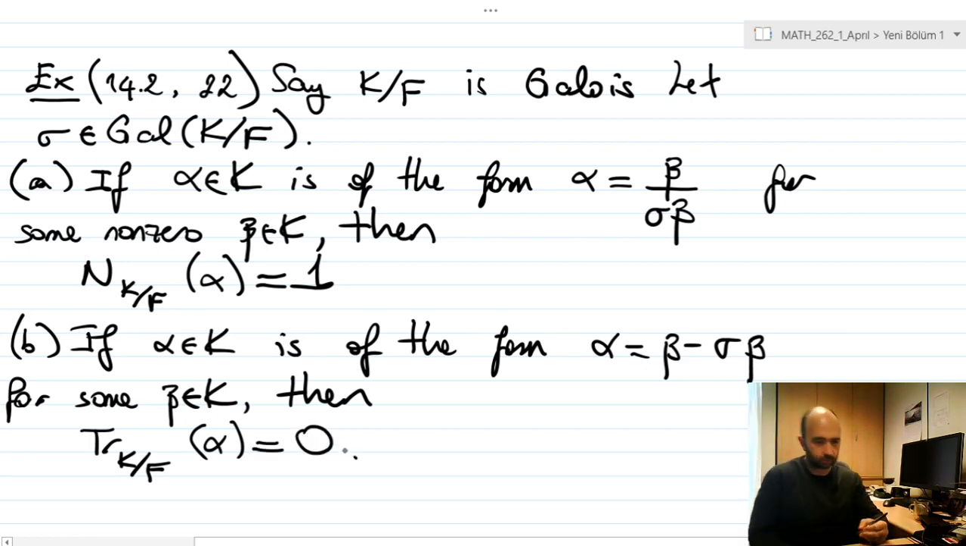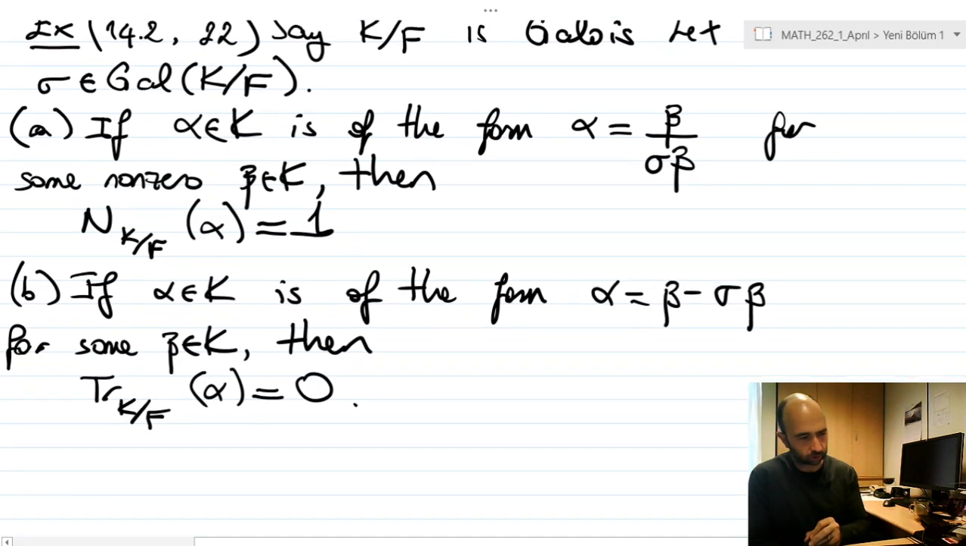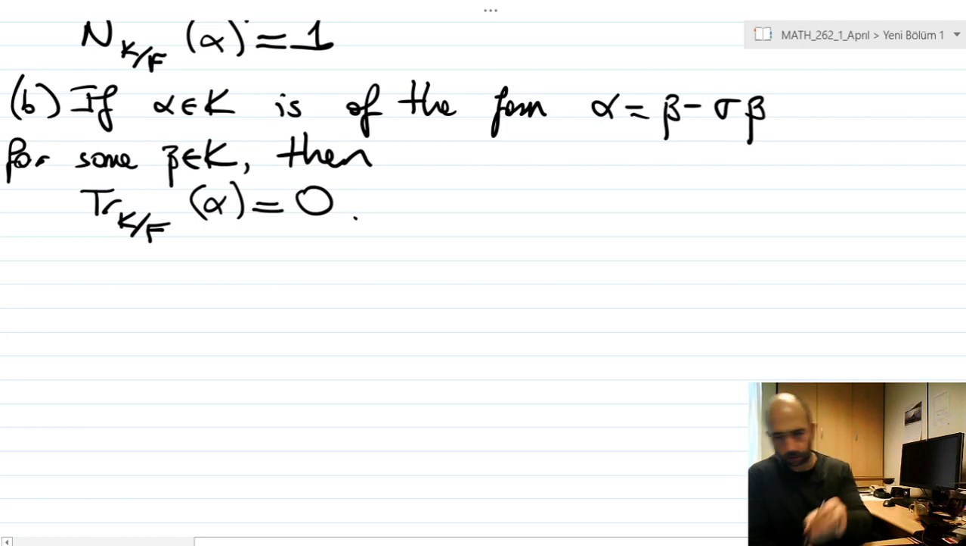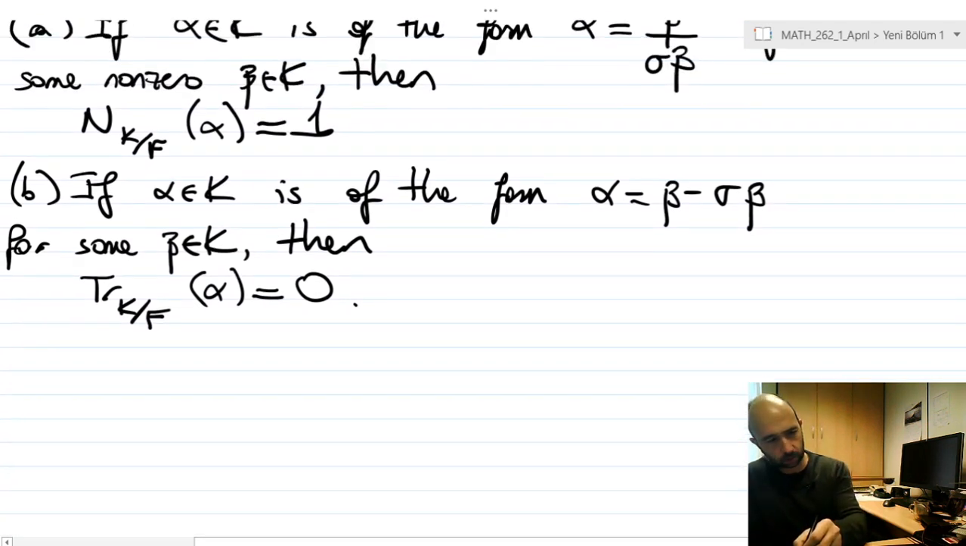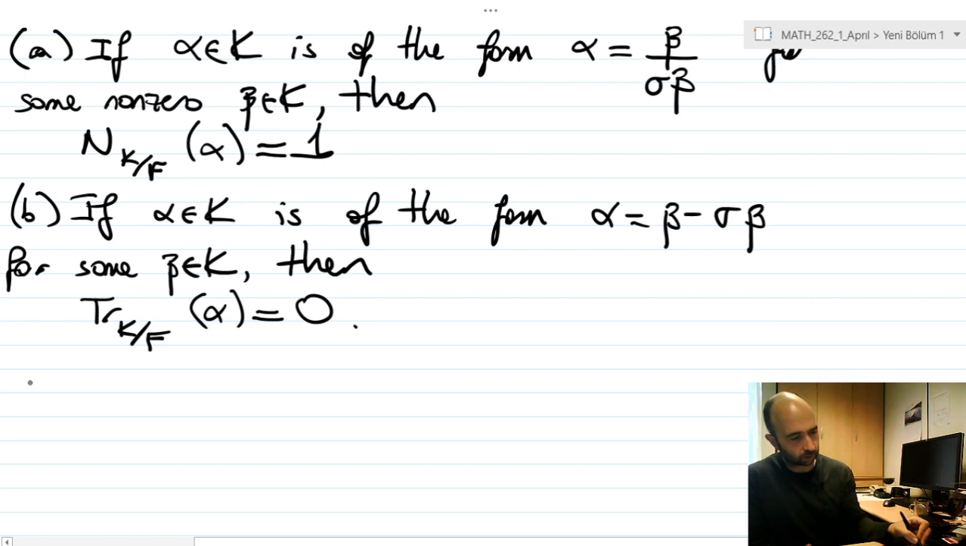Okay, so this kind of special elements having norm 1 or trace 0, we'll see why this exercise is kind of significant for something. But anyway, to prove these is not really difficult if you just write down the definition. Let's do it. Okay, so how do you go for A? Well, this norm of alpha, well, norm is multiplicative, so I could do this, right?